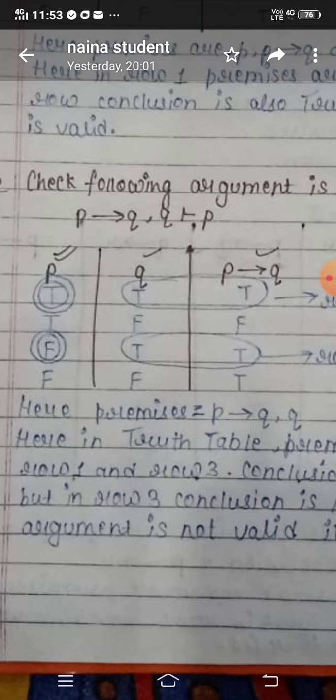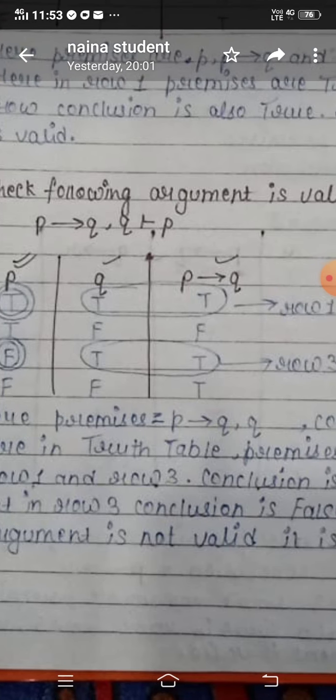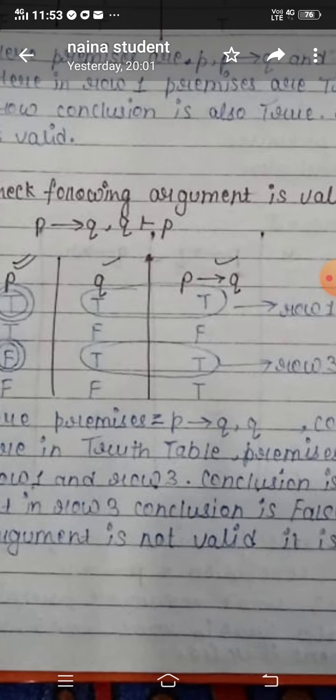So the premises are in columns: P implies Q is in column 3, and Q is in column 2. So premises we will check. In first row both the premises are true. In second row both the premises are false. In third row both are true. In fourth Q is F, P implies Q is true. So we will have to check only the true ones. So in row 1 and row 3, both the premises are true.